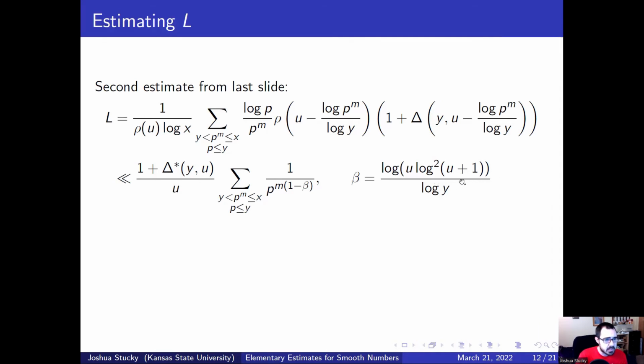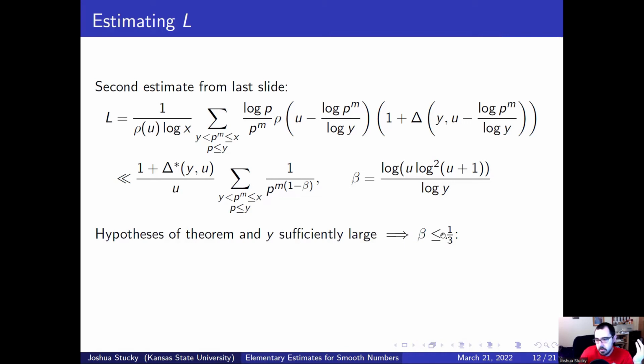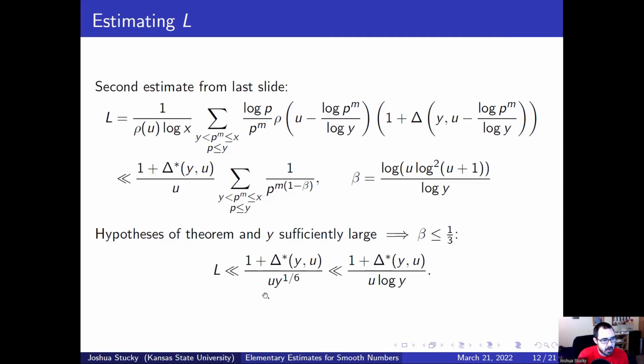And the thing about this estimate is that in the range of u and y that I wrote down before for the theorem, so y bigger than exponential of log x squared, if y is sufficiently large in terms of x, which we're certainly allowed to assume, beta is eventually less than a third. So this goes to 0 as y grows. And so if beta is eventually less than a third, this is eventually like m to the 2/3. And then once you have that, you just estimate the sum as a sum over prime powers. And it's essentially bounded by this.